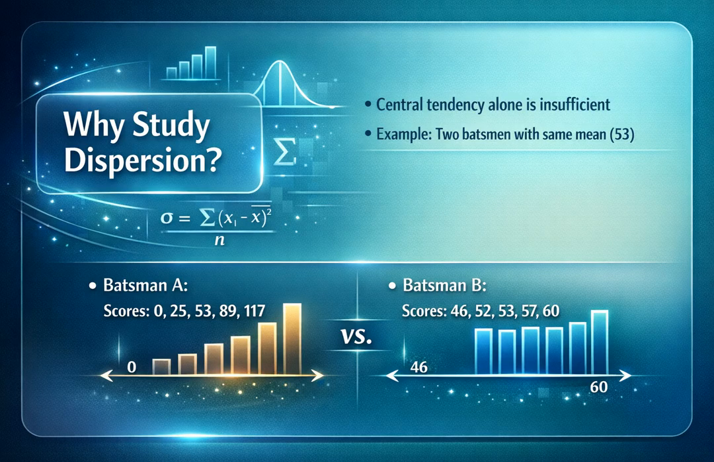Why study dispersion? Consider two batsmen with identical means of 53 runs. Batsman A's scores range from 0 to 117, very inconsistent. Batsman B's scores range from 46 to 60, very consistent. Same average, but completely different performance patterns. Central tendency alone can be misleading. We need to measure variability.